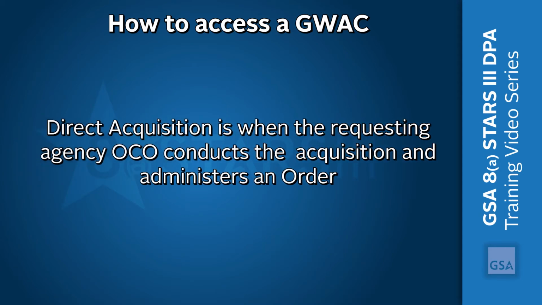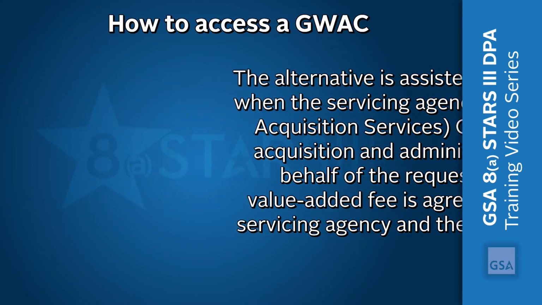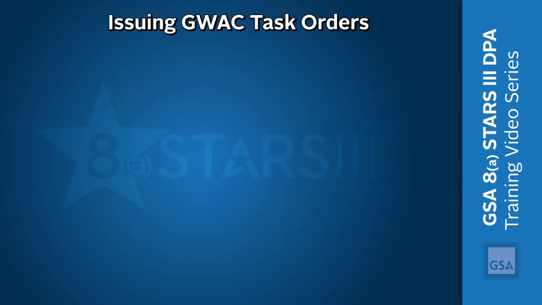Direct acquisition is when the requesting agency OCO conducts the acquisition and administers the order. The alternative is assisted acquisition. That's when the servicing agency OCO conducts the acquisition and administers the order on behalf of the requesting agency. A value-added fee is agreed to between the servicing agency, i.e., GSA Assisted Acquisition Services, www.gsa.gov/AAS, and the requesting agency. The OCO is responsible for acquisition planning and conducting due diligence.